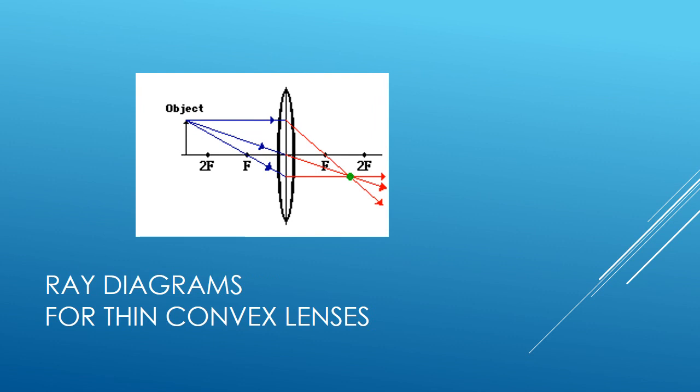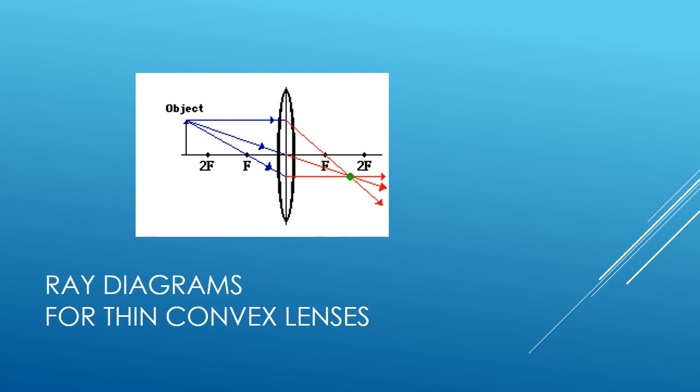So on the opposite side of the lens, we draw 3 more rays. That ray that you originally drew going from the top of the object to the center of the lens is going to go now through the focal length on the opposite side of your lens.